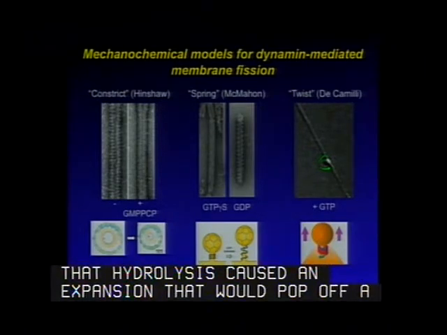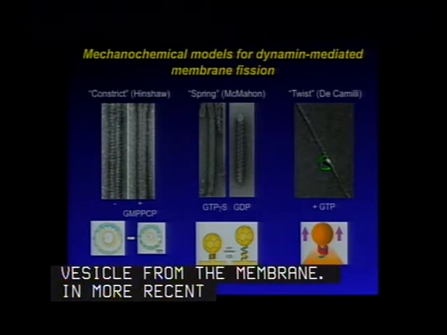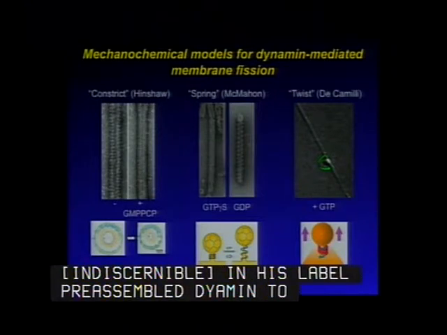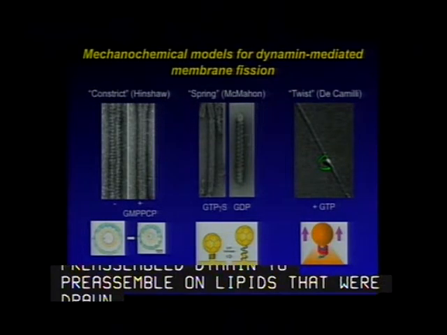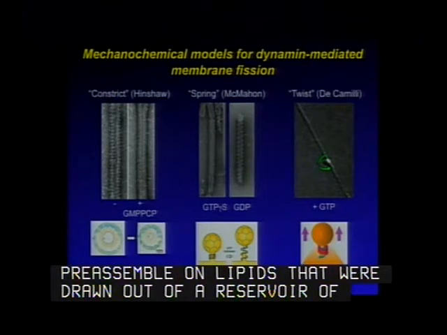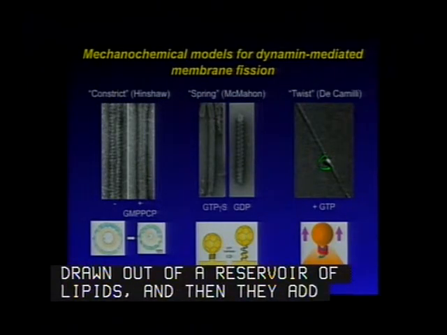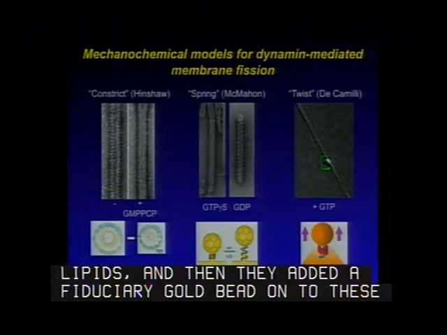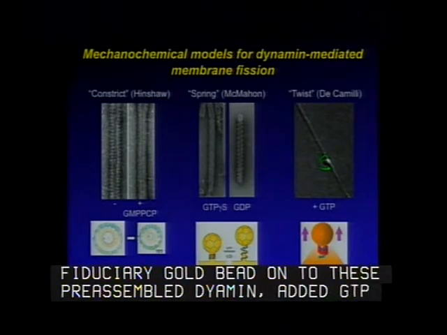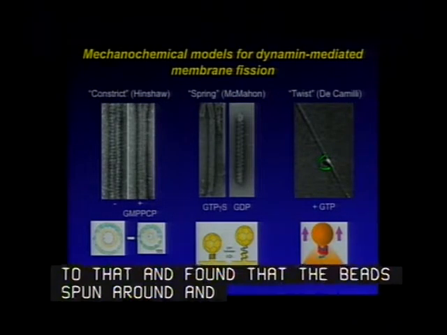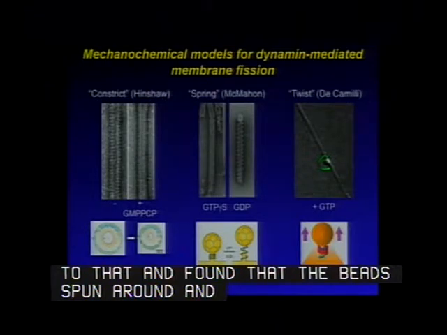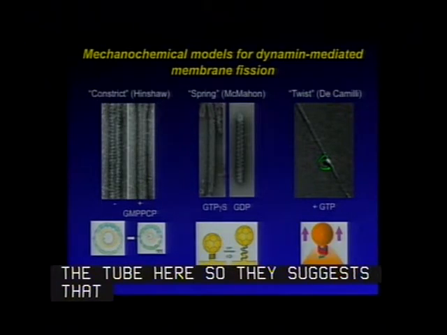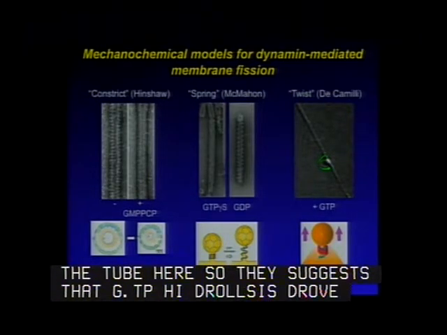In a more recent study, Pietro De Camilli and Aurélien Roux in his lab allowed dynamin to pre-assemble on lipids that they drew out of a reservoir of lipids, and then they added a fiducial gold bead onto these pre-assembled dynamin, added GTP to that, and they found that the bead spun around and twisted around the tube here. So they suggested that GTP hydrolysis drove a twisting action that would twist off these necks.